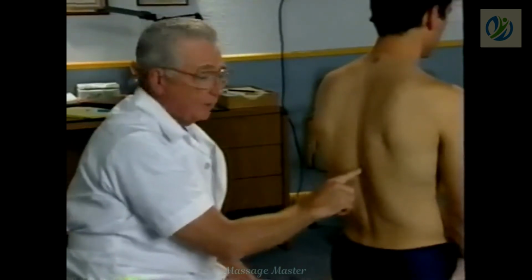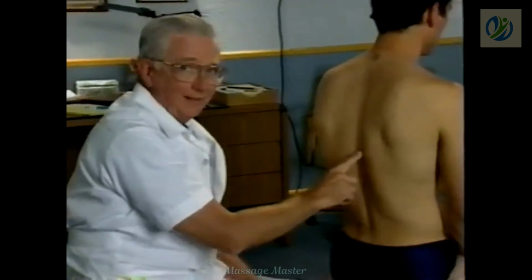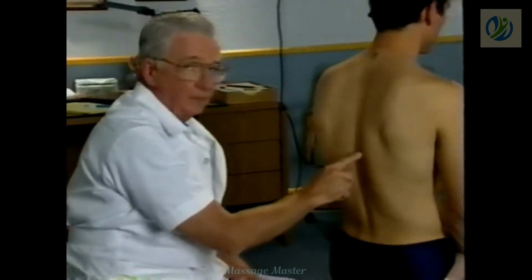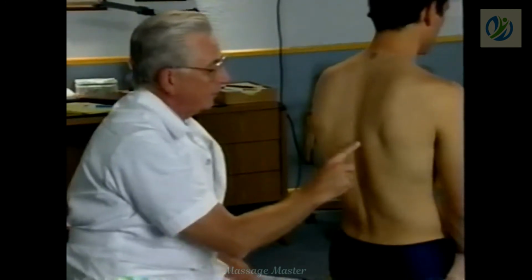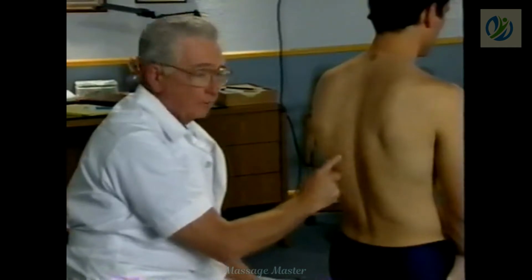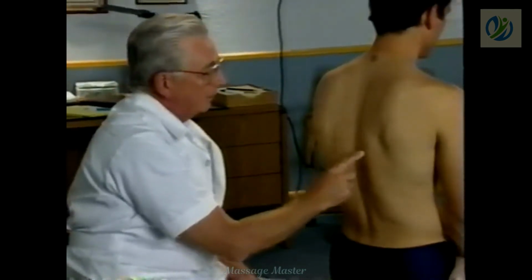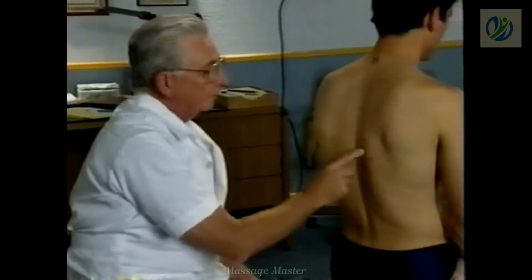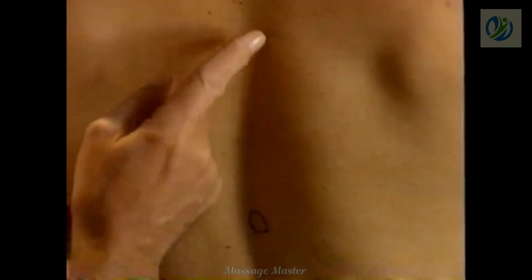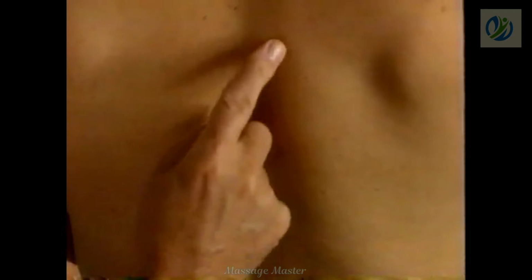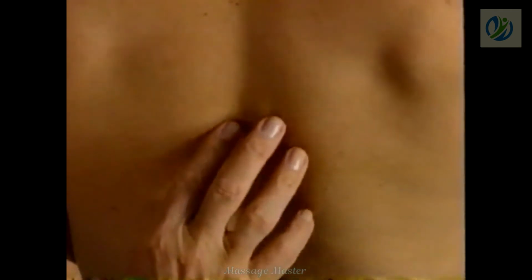Positionally, T8 on T9 is extended, right side bent, and right rotated. The motion restriction is forward bending, left side bending, and left rotation. It would appear that the 2 or 3 segments just above that are in a group dysfunction, convex to the right, wherein those segments are rotated right and side bent left. We won't really know that, however, until we treat the T8, T9 dysfunction and reevaluate in this area.